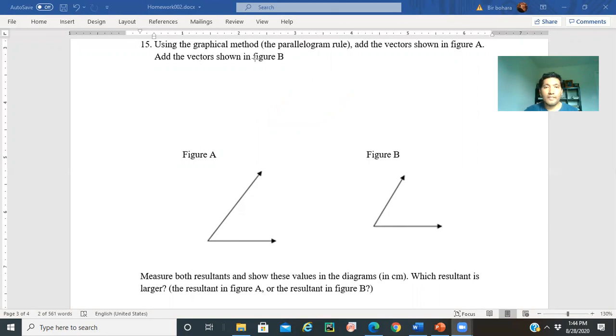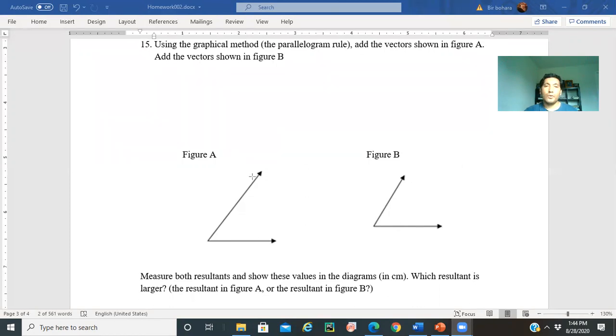Using the graphical method, you are using the graphical method, not a numerical method. Use the parallelogram rule, that means not the triangle rule. Add the vectors shown in figure A and the vectors shown in figure B.